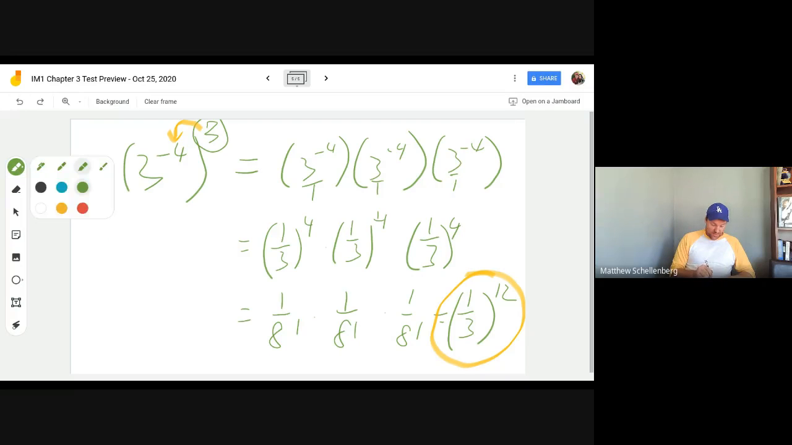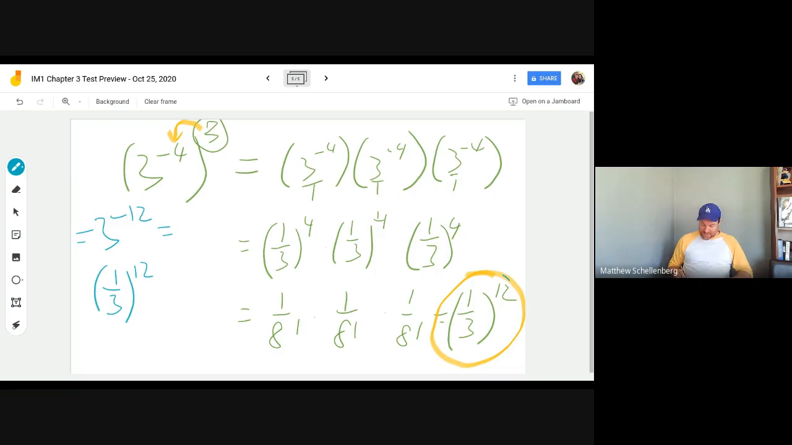And so what you get is 3 to the negative 12. That's what this is. This is 3 to the negative 12, also known as 1/3 to the 12th power, which, hey, that's the same thing as what we got over here. So if you want to do it faster, you can just remember that you can just multiply the exponents.